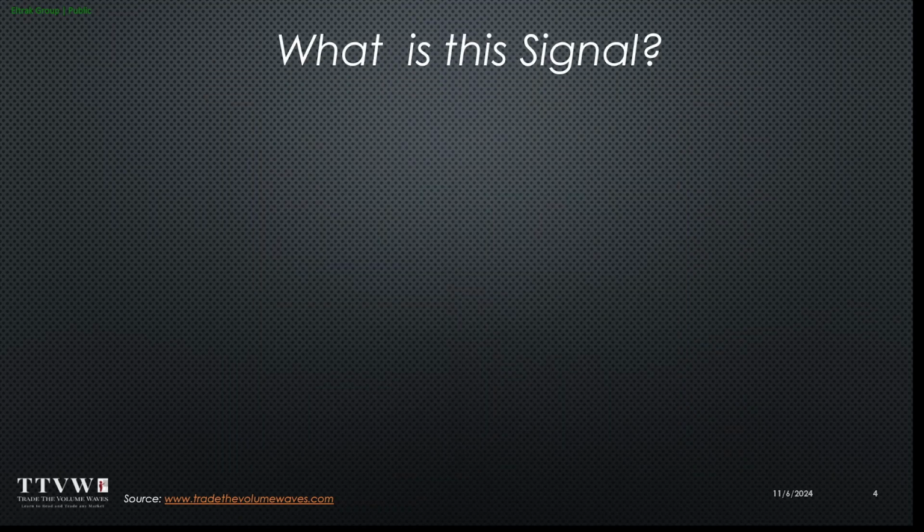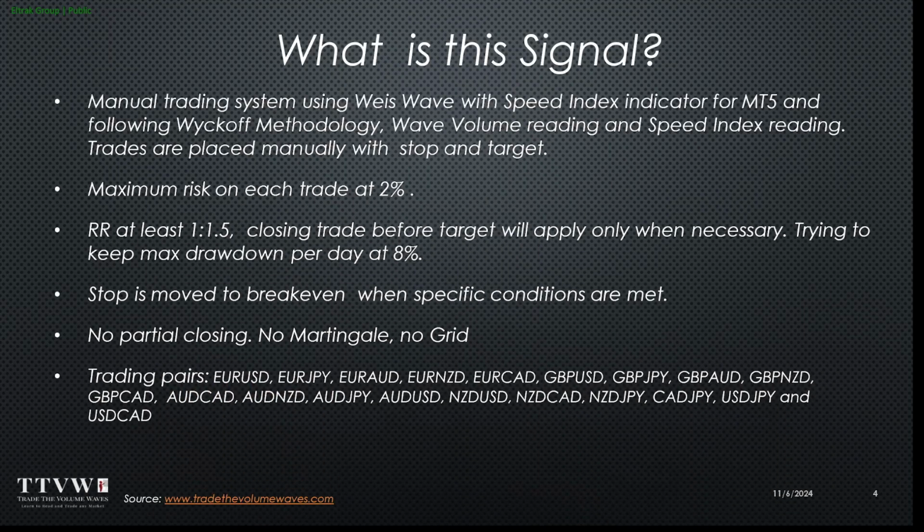What is the signal? It's a manual trading system using Weis Wave with speed index indicator for MetaTrader 5, and I'm following the Wyckoff methodology, wave volume, and reading speed index and the waves. Trades are placed manually with a stop and a target always. Maximum risk on each trade is 2%, and the RR is at least 1 to 1.5. Closing the trade before the target is reached will apply only when I believe it's necessary.